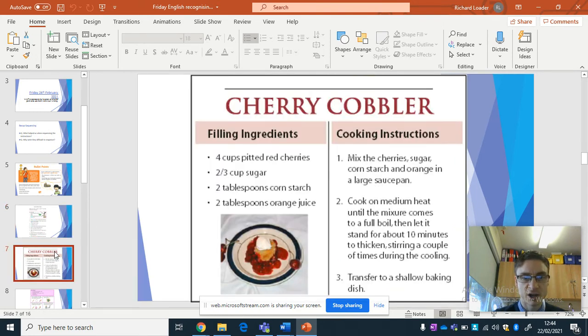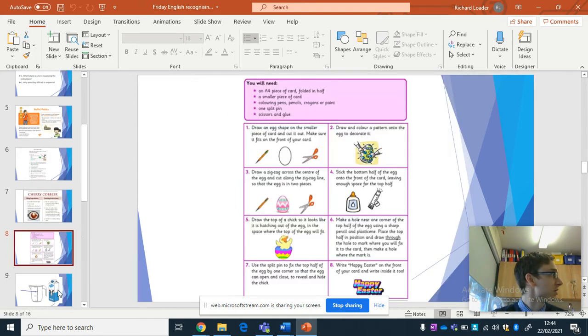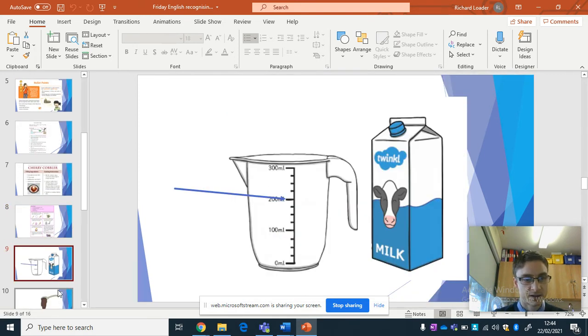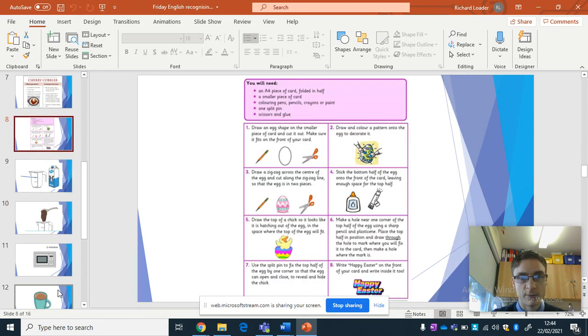Here you go. Here's another example for a cherry cobbler. So you can see the filling ingredients. These are the things that you need, spread out with bullet points. Here, again, you will need an A4 piece of paper folded in half, a smaller piece of card, colouring pens, pencils, crayons, or paint, one split pin, scissors and glue.